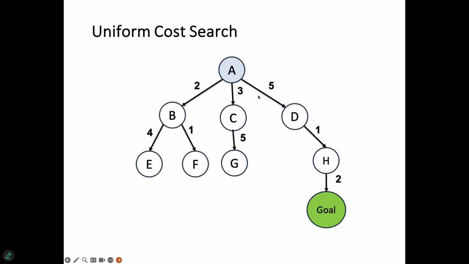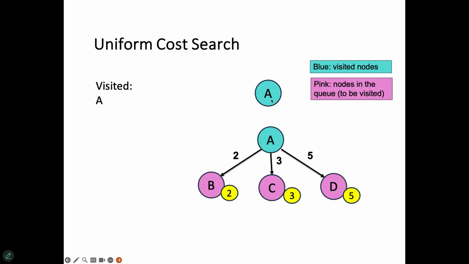Let's say, for example, this green node here is our goal node, and we are starting from A, okay? So what are my frontiers at this level? At this level, we only have A, right? So we just visit A and that's it. And then next, from A, where can we go?